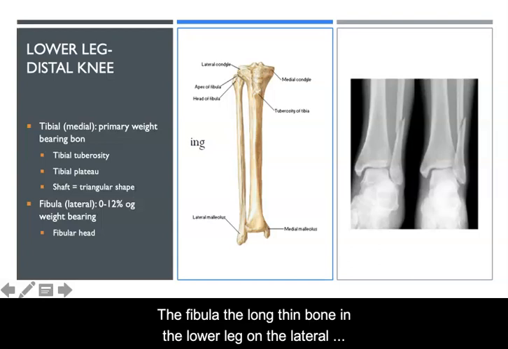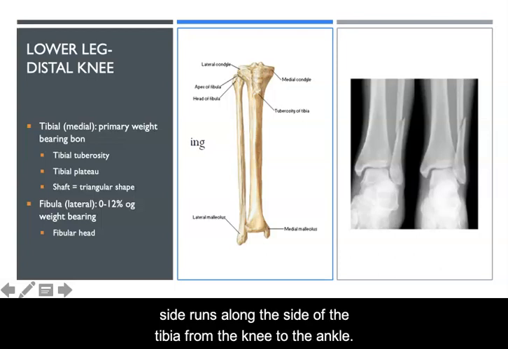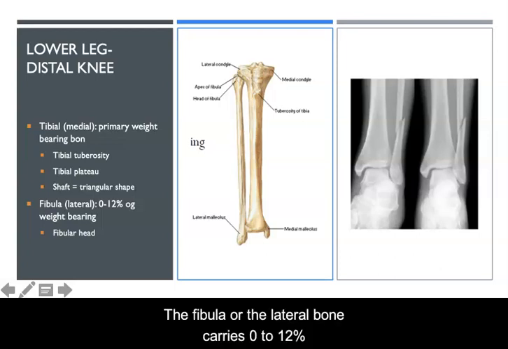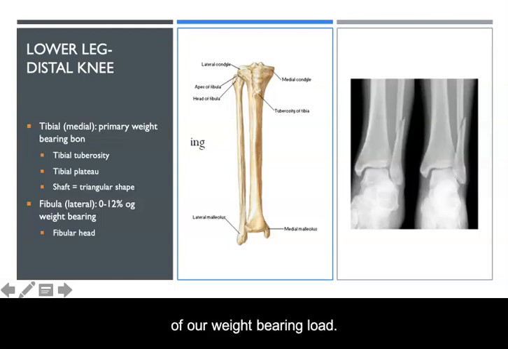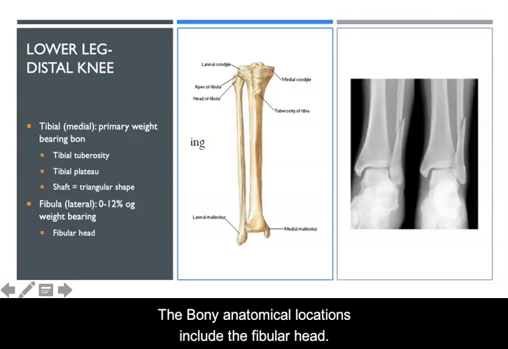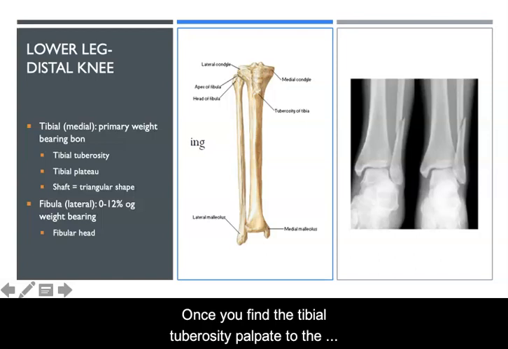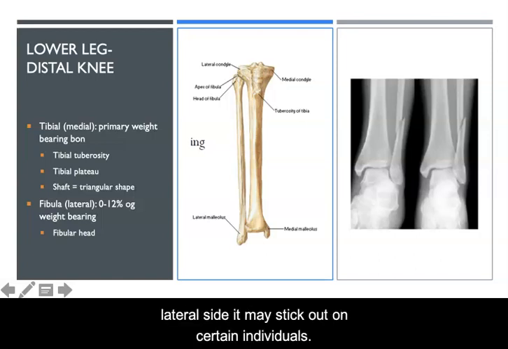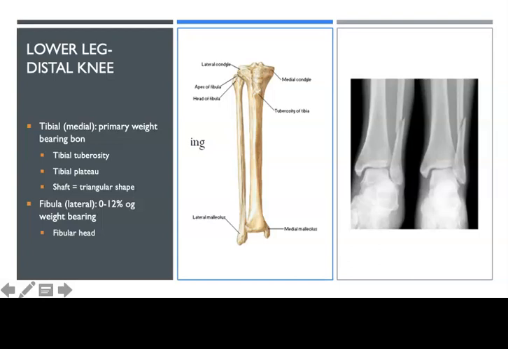The fibula, the long thin bone in the lower leg on the lateral side, runs along the side of the tibia from the knee to the ankle. The fibula, or the lateral bone, carries 0 to 12% of our weight-bearing load. The bony anatomical locations include the fibular head. Once you find the tibial tuberosity, palpate to the lateral side. It may stick out on certain individuals.